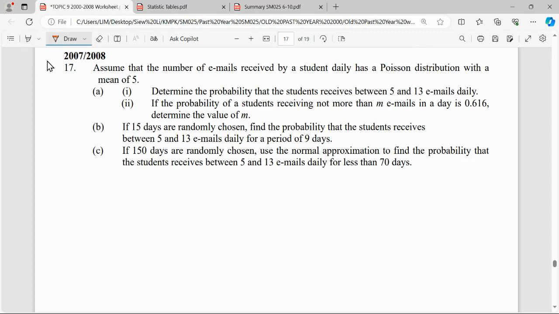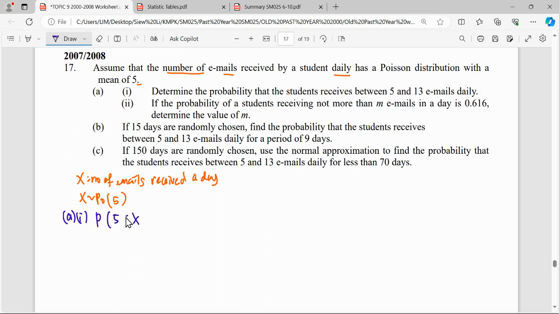Okay, start with A first. Assume the number of emails received by a student daily is Poisson with mean 5, X is the number of emails received daily. So for a day, X is distributed Poisson with mean 5. For the first one, A1, determine the probability the student receives between 5 and 13 emails daily, inclusive.